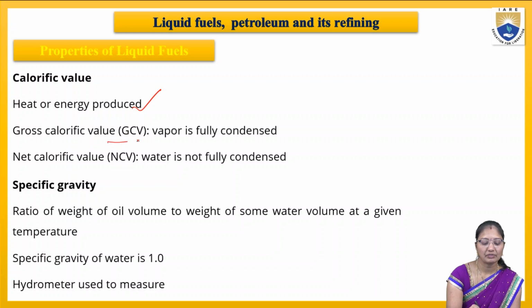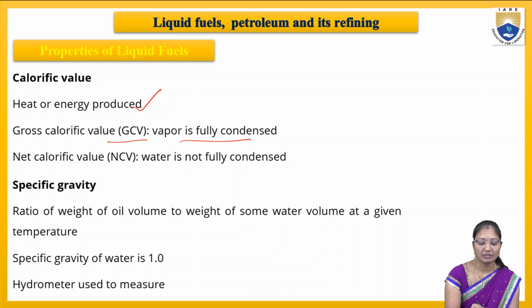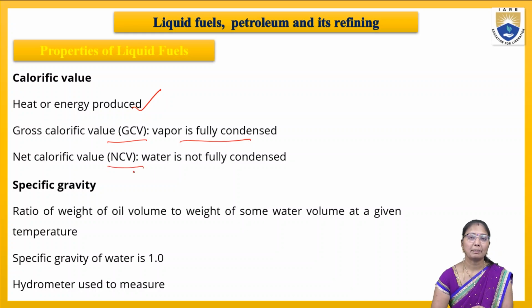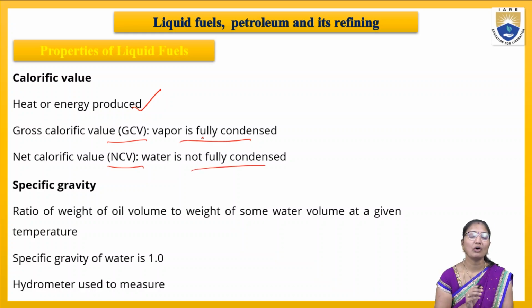The gross calorific value, generally GCV, is where the vapor is fully condensed, whereas in the net calorific value, NCV, the vapor is not fully condensed. Based on this, we give the calorific value of a particular liquid fuel.